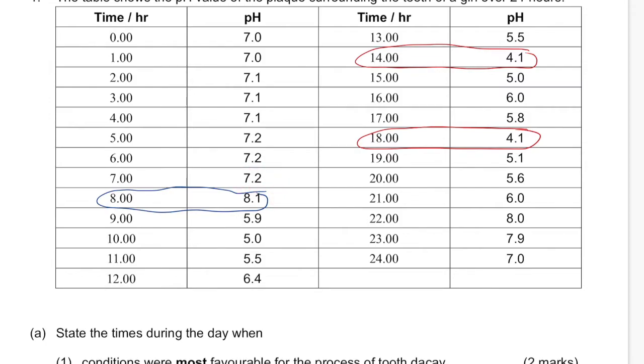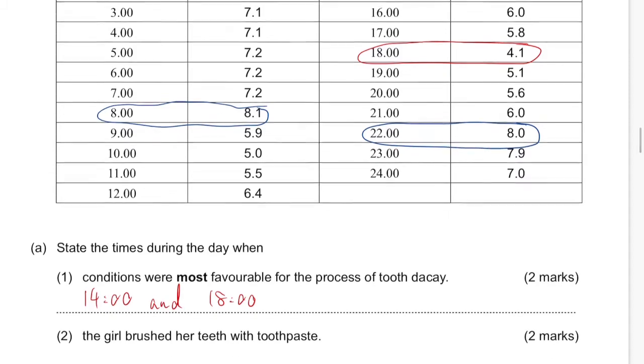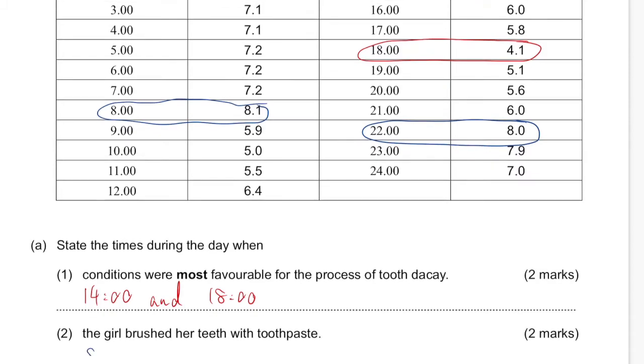Okay, and then also we can find that at 10 p.m. So it changed from pH 6, which is acidic, to pH 6, which is alkaline. Okay, so that's the time that she brushed her teeth. So we can write down the time should be 8 a.m. and also 10 p.m.